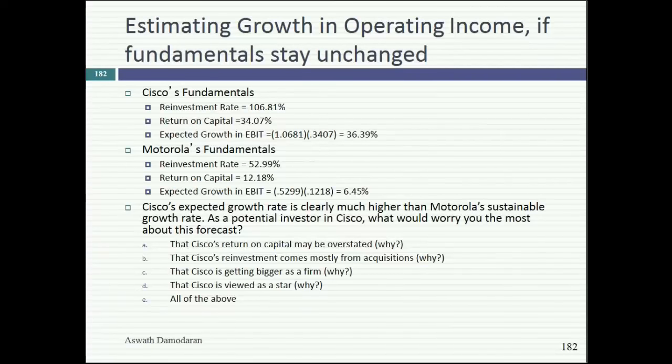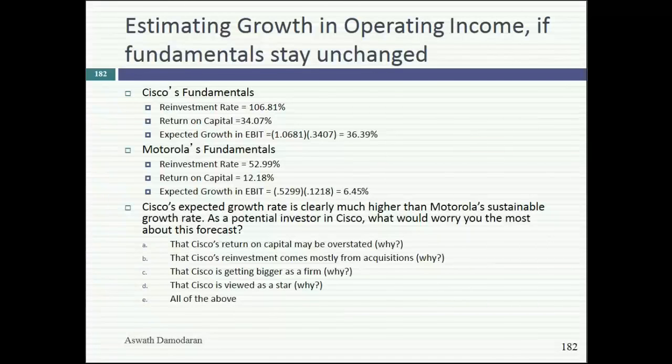At the same time, I looked at Motorola, which had a reinvestment rate of 52.99%, which is not bad, a return on capital of 12.18%, which is not bad, but you multiply not bad by not bad, you get not bad, and their growth rate is not bad, which is 6.45%. Now, would Motorola like to grow like Cisco? Yes, but pigs can't fly. I'm not suggesting Motorola is a pig, but with 12% returns on capital, you can't grow at 36% a year. Just too much weight to carry on your shoulders.